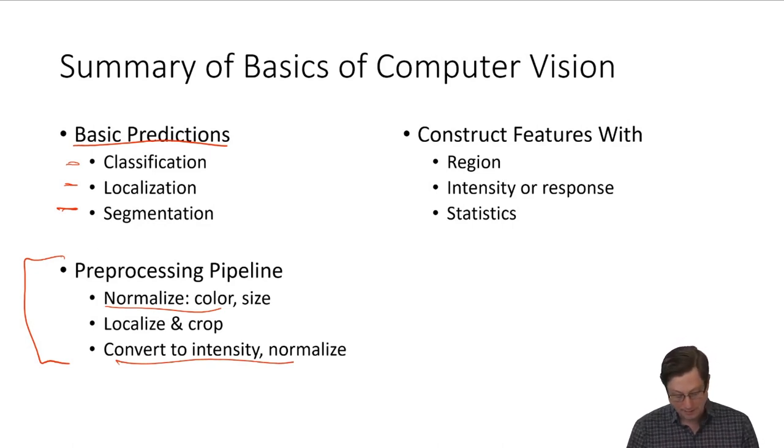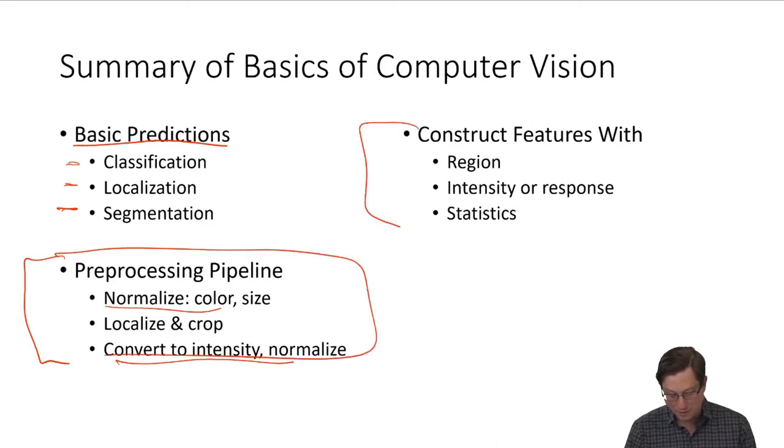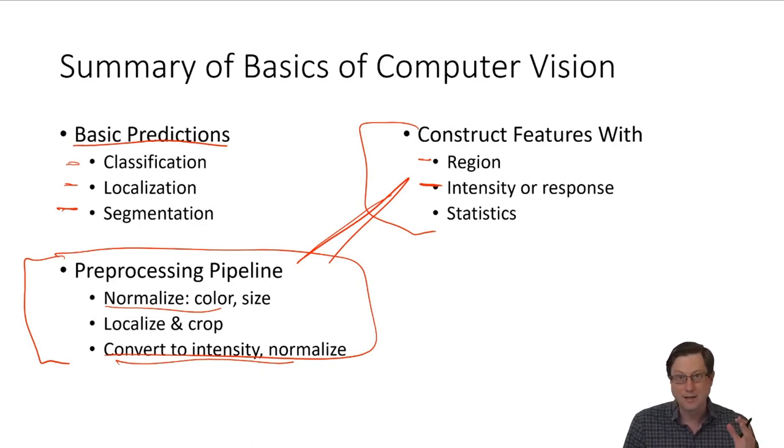So the upstream pipeline and then the feature engineering, although they are somehow related and dependent on each other. In general, you construct features by picking one from each of these categories of regions, like the whole image or grid or points of interest, what you want to look at, the intensity or response to one of the many different types of filters or gradients that we talked about, and then how you want to aggregate the response. You're going to take the average, the maximum, whatever it is, histogram, something along those lines.